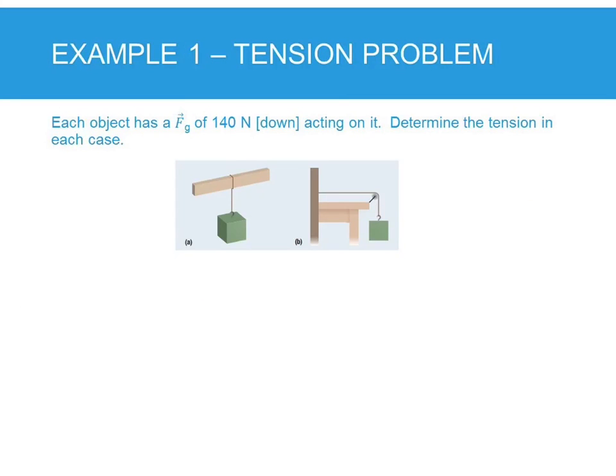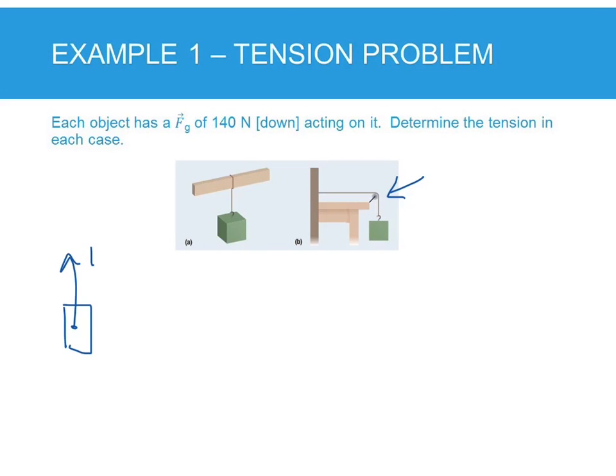So let's look at this. Each object has a force of gravity of 140 newtons down acting on it. Determine the tension in each case. So since our Fg is the same, our tension force is going to be the same in both cases. Just here with our pulley, the pulley has changed the direction of the force, okay? So really we only have to do one calculation. So we'll do it for the hanging object.